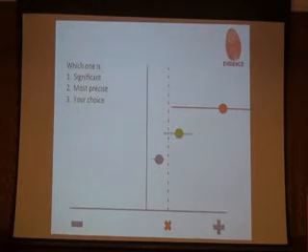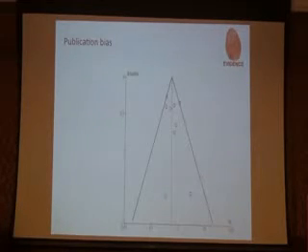I don't have any more exercise. Was this helpful to try to clarify the concept? Okay, good. Now, publication bias, you have seen, you plot the effect size against the size of the study.